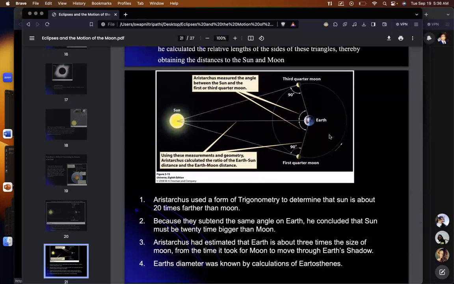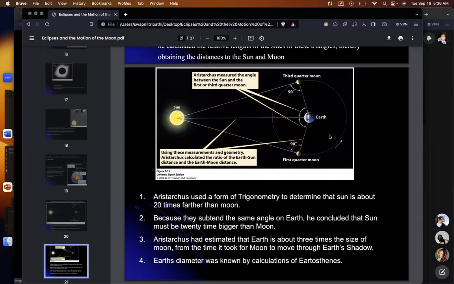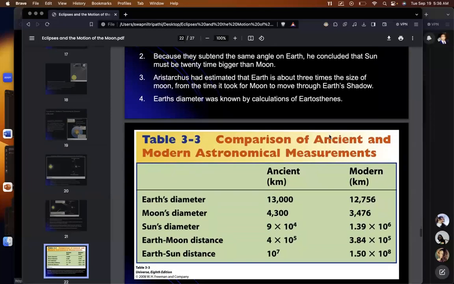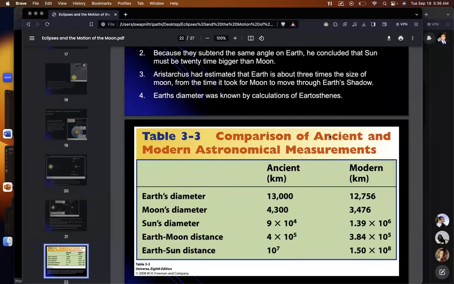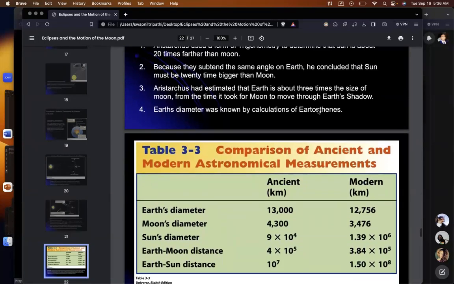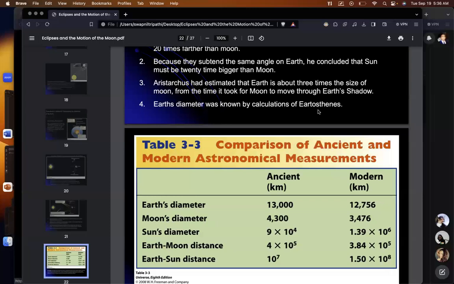All right. So in the last slide, we'll compare how good these numbers were. In ancient times, the value that Eratosthenes calculated turned out to be about 13,000 kilometers. Modern value is 12,756 kilometers. So which is surprisingly good. Eratosthenes existed more than 2,000 years ago. So that value that he calculated in such an ancient time was very good.